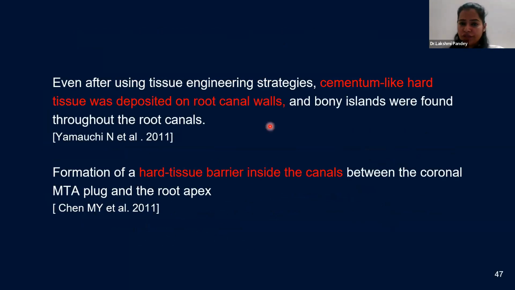Even after using tissue engineering strategies, cementum-like hard tissue was deposited on the root canal wall, and a hard tissue barrier formed inside the canal between the coronal empty plug and the root apex. So, these are the unfavorable outcomes. It means the patient had no symptoms, but radiographically or histologically, when they checked, inside the root canal it was empty, and necrotic tissues were seen.